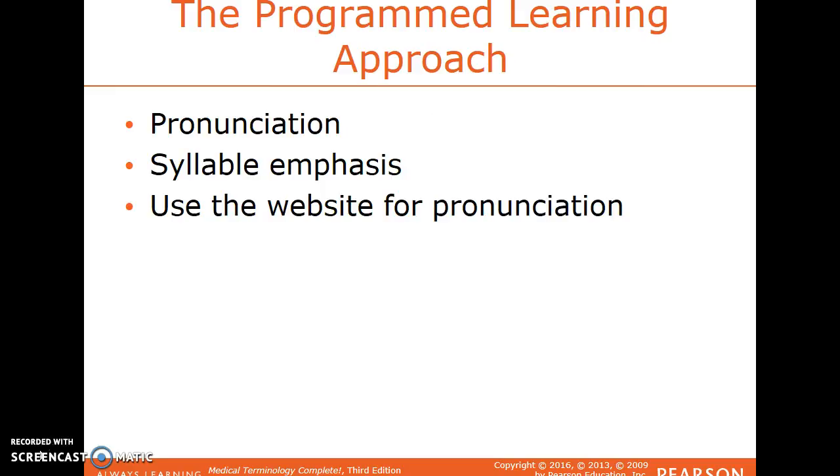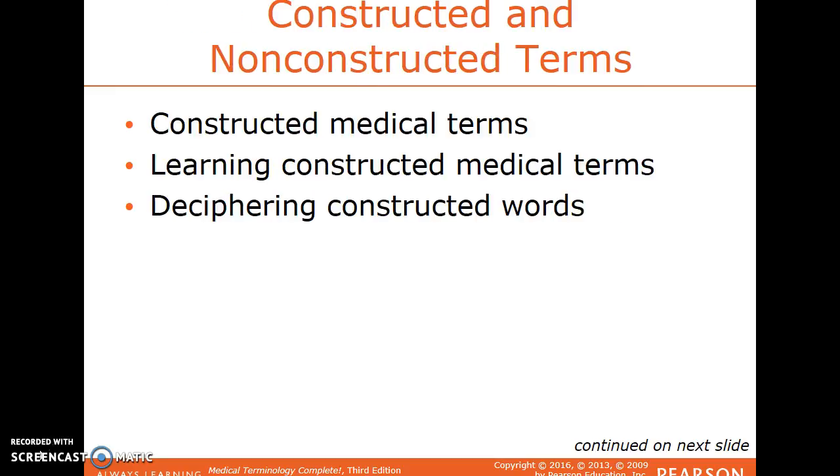We're also going to talk about pronunciation. Super important, so we'll work on that. Syllable emphasis, and then I'm going to teach you how to use the website and the student resources that are available to help you with pronunciation.